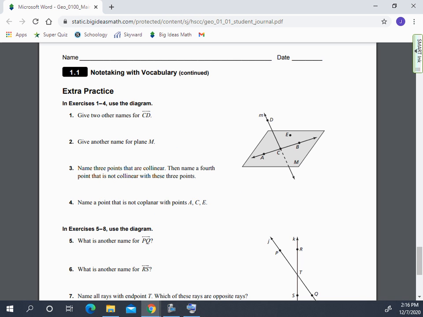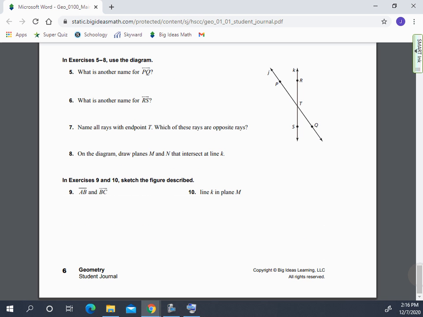Moving on to the next exercises, some more examples. What is another name for line PQ? Well, we could say QP. You could also say TQ. You could also say line J, whatever it is. What's another name for line RS? You could say line K.